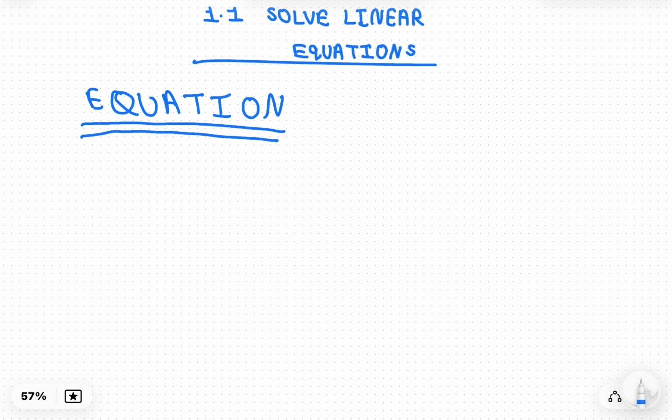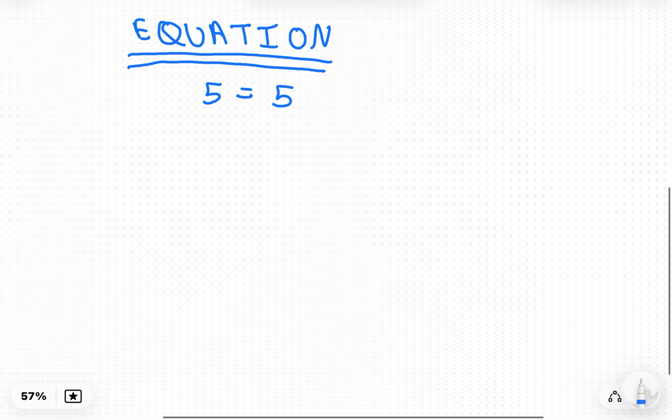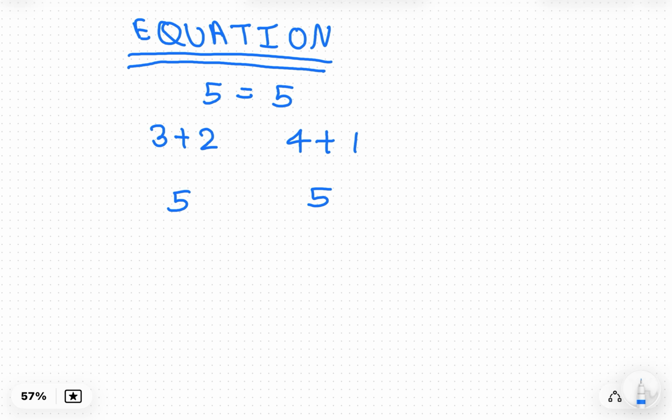If I have 5 rupees and my brother has 5 rupees, we have an equal amount of money. That is an equation in terms of money. In mathematical terms, 5 equals 5. This is simple, and both sides are the same. If we say 3 plus 2 and 4 plus 1, both have the same value of 5. So these are equations too.